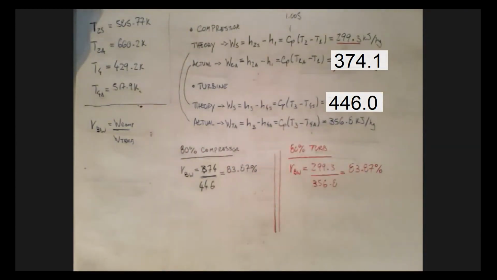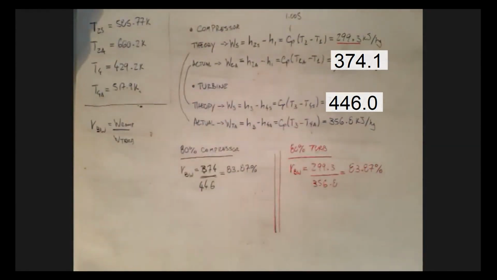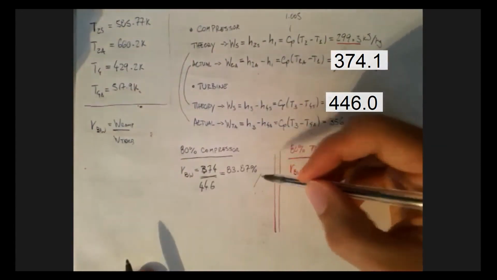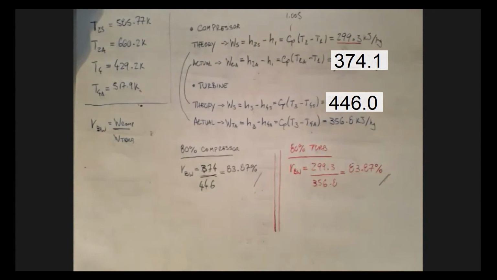Okay, so we actually have exactly the same effect, right? So the question was asking which will have the greatest impact on the backwork ratio: a compressor with 80% efficiency, that's this one here, or a turbine with 80% isentropic efficiency? And the answer is they both have exactly the same impact on the backwork ratio. Hopefully you guys learned that.